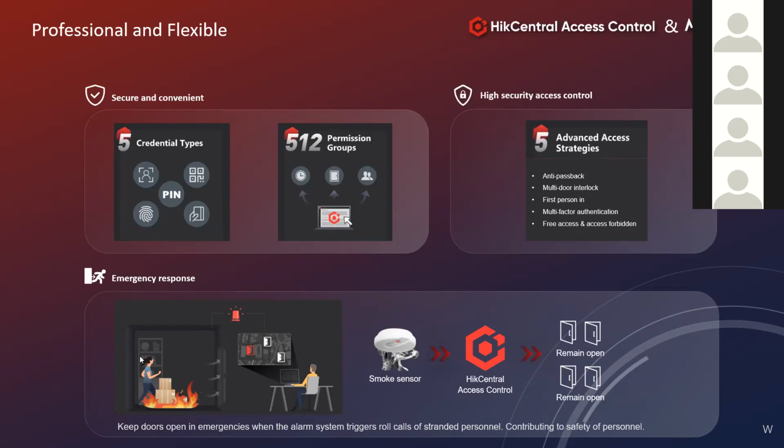The other thing is emergency response. Just imagine a time of a fire. If you're using a smoke sensor, if there is a fire alarm system implemented in the premises, you can integrate an output from that system to our high central access control system. So if there is some kind of emergency, you can actually open all these doors so that people won't get stuck in the premises and they can go outside without any hassle at all.